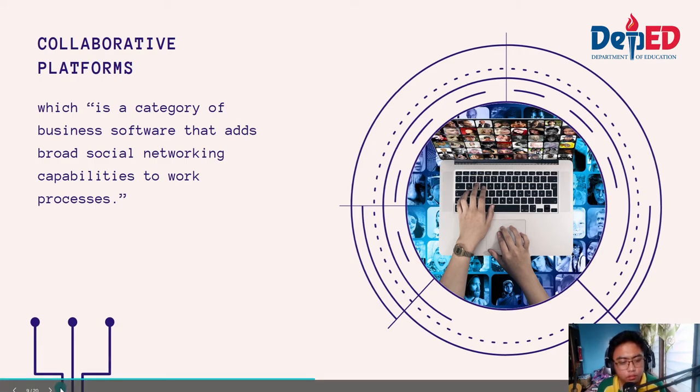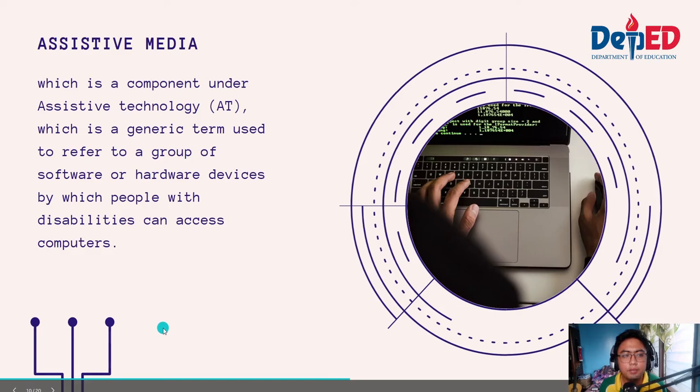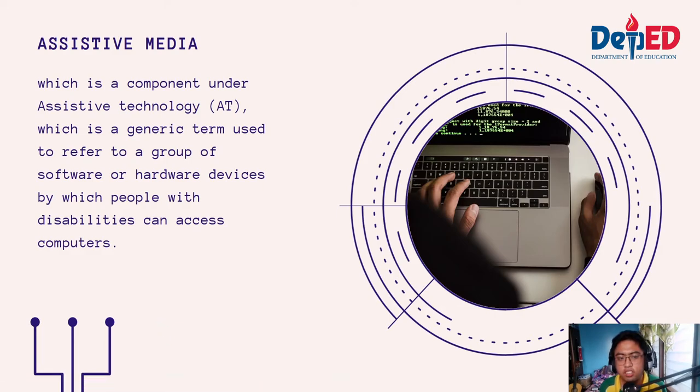Okay. And then we have assistive media, which is a component under assistive technology, which is a generic term used to refer to a group of software or hardware devices by which people with disabilities can access a computer. Let's say you're a deaf person. Okay, there are hearing aids that are smart hearing aids. That is an example of assistive media.